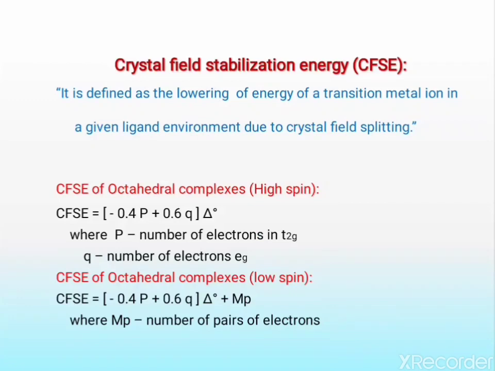Crystal field stabilization energy, also known as CFSE. It is defined as the lowering of energy of a transition metal ion in a given ligand environment due to crystal field effects. That is what we call CFSE, crystal field stabilization energy. That can be calculated by using these formulas. By using these formulas, we can calculate CFSE for octahedral as well as tetrahedral complexes, for both high spin and low spin complexes.